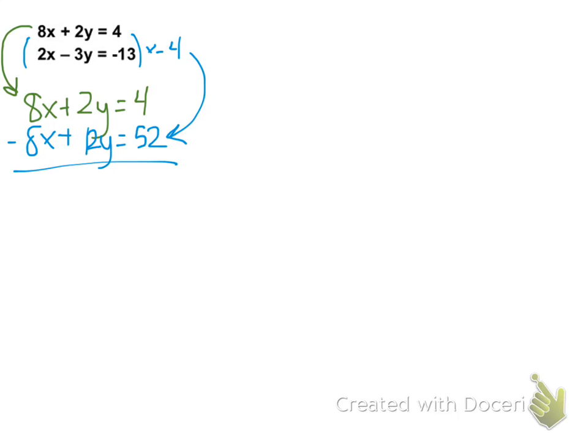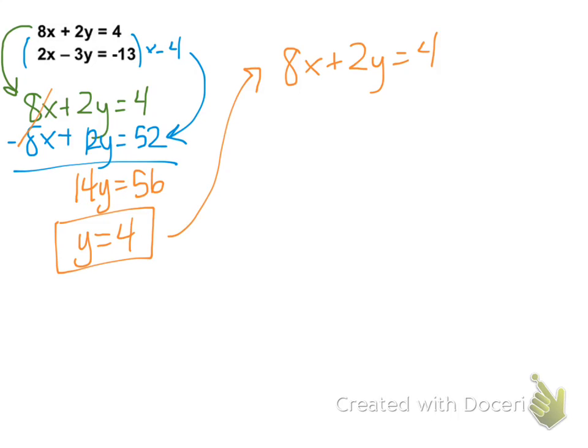And so now I'm going to go ahead and add these equations together, and you can see that my x's eliminate. 8x minus 8x is 0. Adding my y's, I get 14y, and adding my constants, I get that it equals 56. So now simply solving this, I get y equals 4.